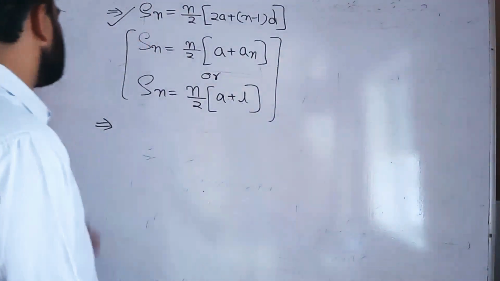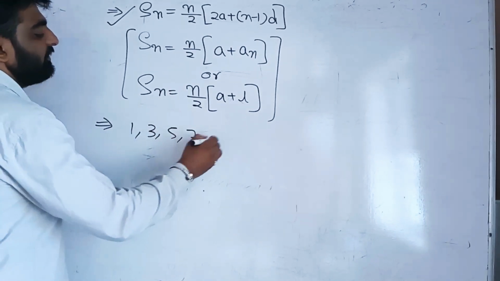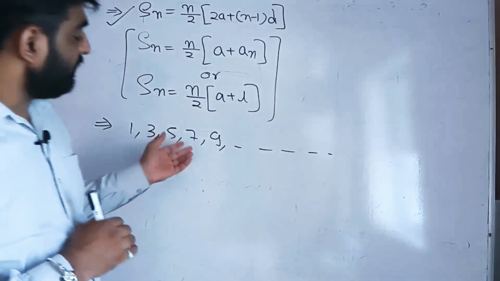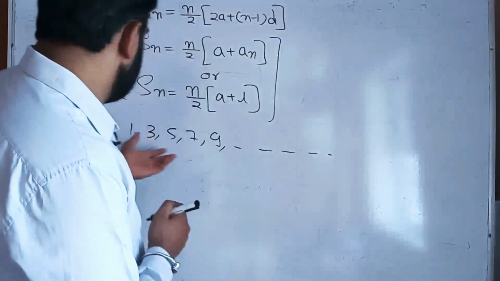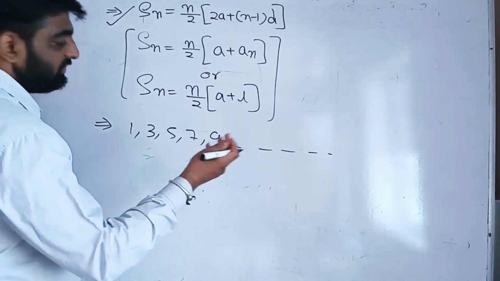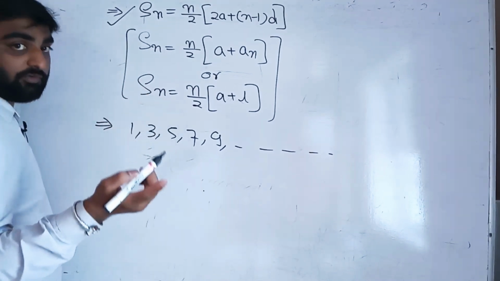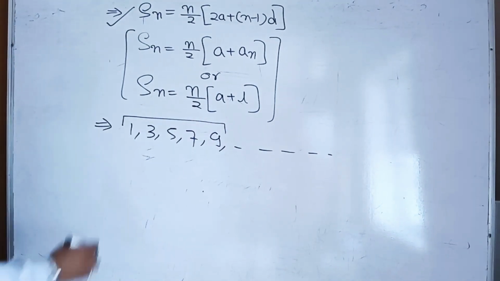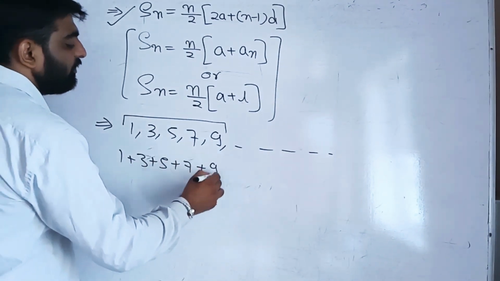So what is the sum of an AP? If we consider 1, 3, 5, 7, 9 and so on, we have to find the sum of 1000 terms, or 2000 terms, of the given AP. It means if you want to find the sum of these 5 terms, you need to add 1 along with 3, along with 5, along with 7, and along with 9.